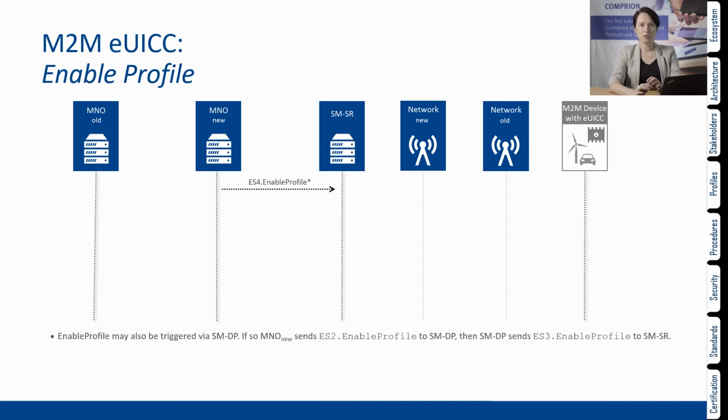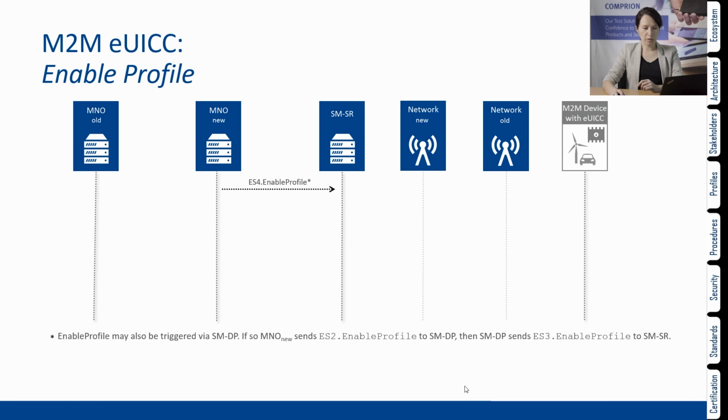Okay, first of all, the new MNO requests to enable the profile. This may also be triggered via the SMDP. Then the SMDP will be somewhere in the middle, kind of here. So from the MNO, it goes first to the SMDP and then to the SMSR. It would be almost the same command, but being sent on the other interface.